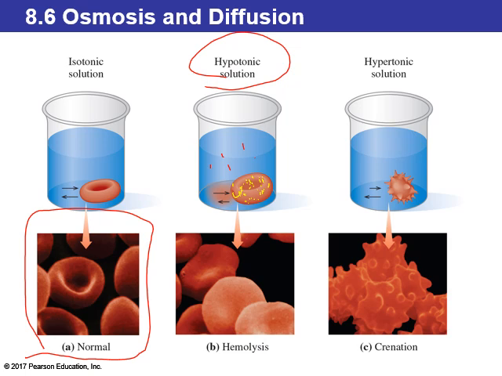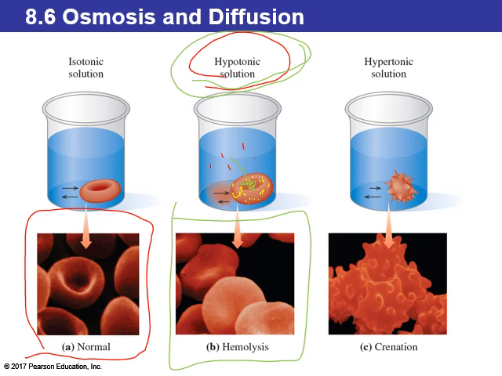If water left the cell in this case, it would just make the situation even worse. The cell would shrink and things would get more concentrated. So water instead is going to try to dilute. It's going to go into the cell. So that's why if you have a hypotonic solution, you get hemolysis.